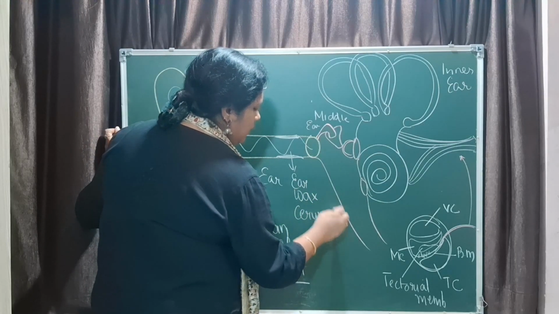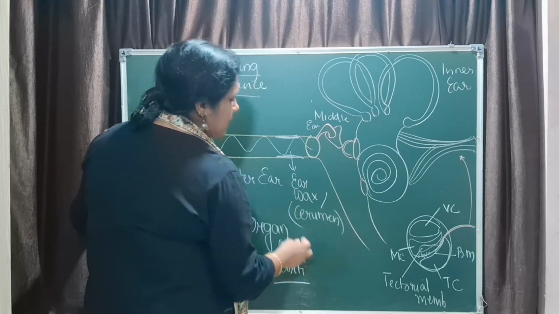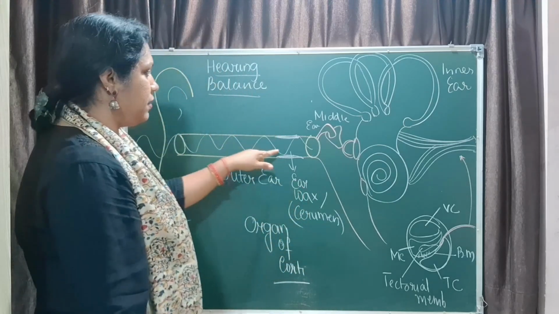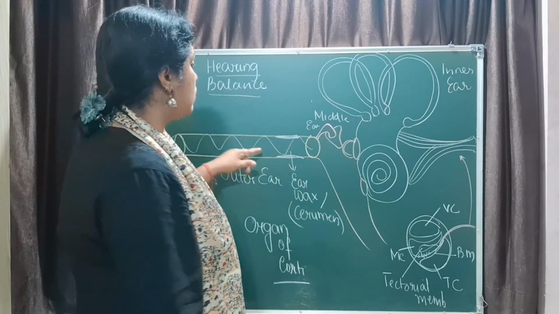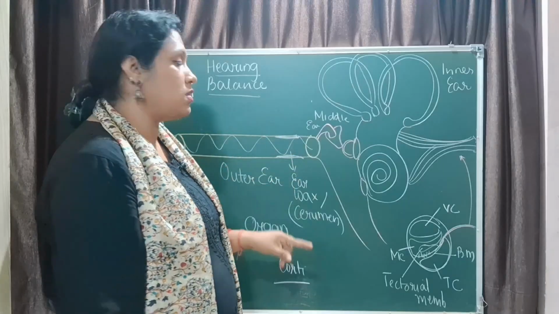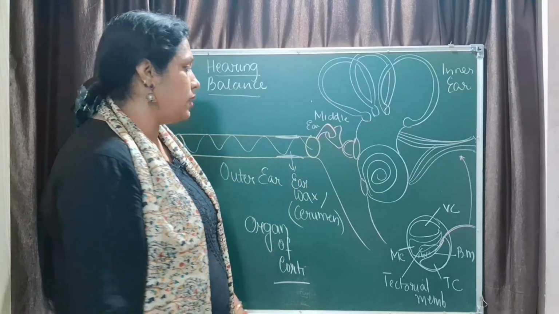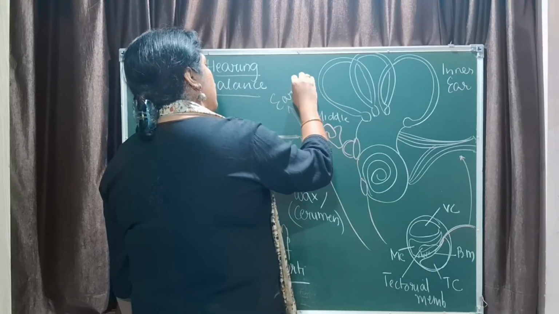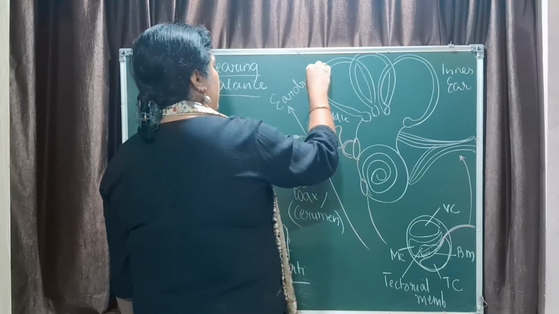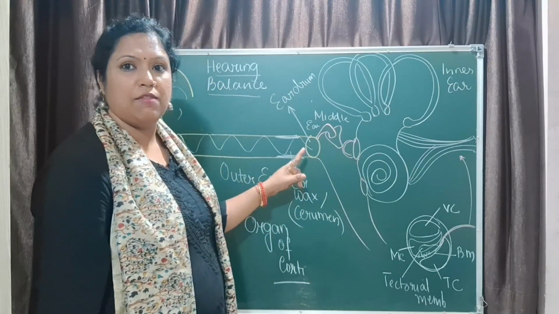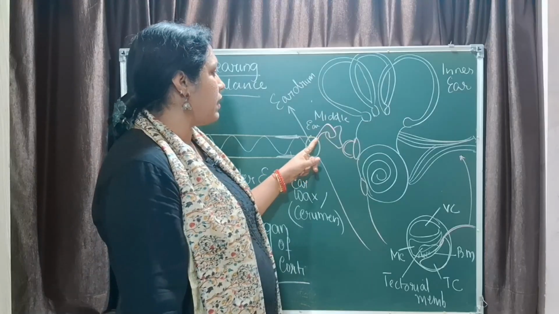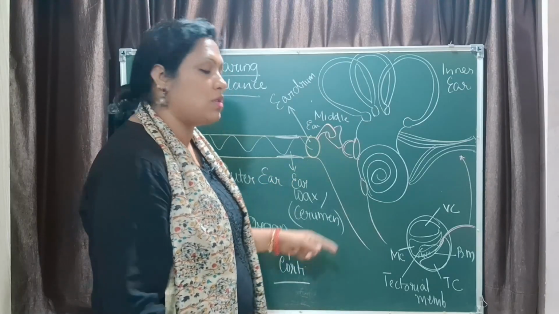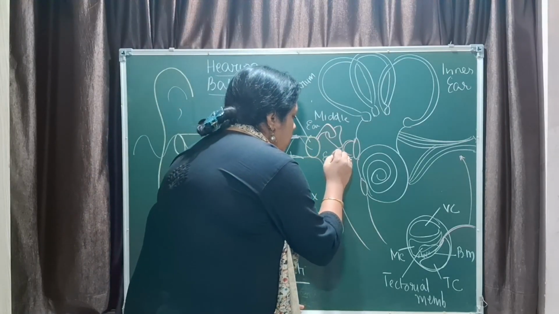Cerumen is nothing but earwax. Earwax helps in dampening the vibrations and also trapping the dust and microorganisms if they enter your ear. Now this is called the eardrum or the tympanic membrane. The tympanic membrane vibrates and transfers the vibration to these three bones, which are called ear ossicles.